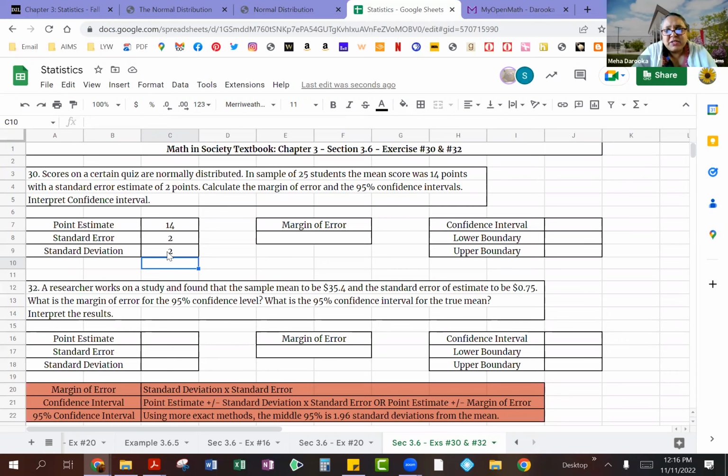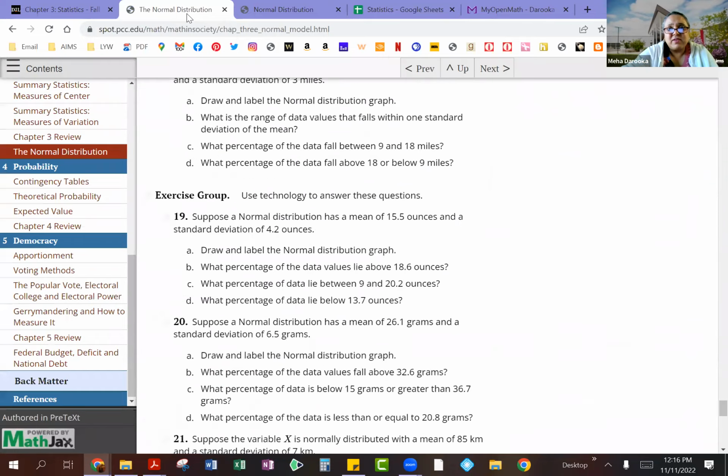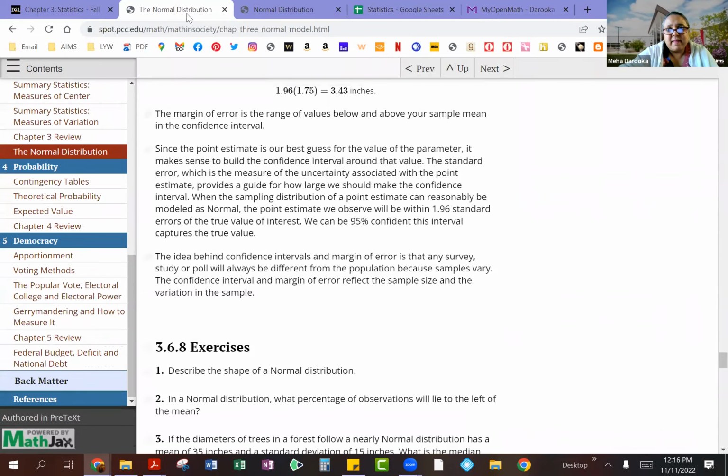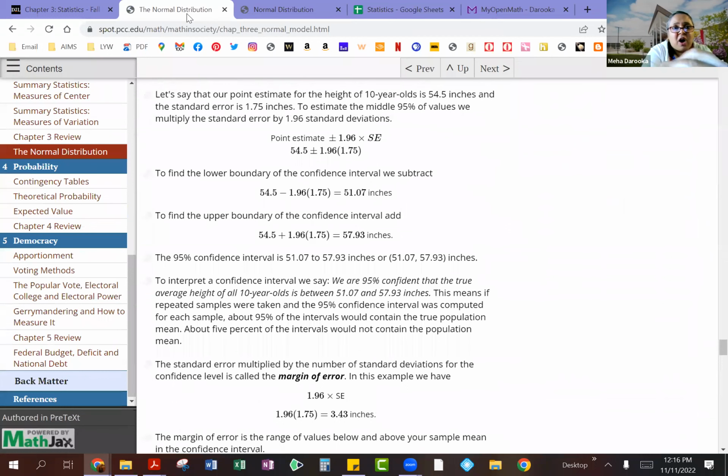So this one is going to be a little bit different because they're telling us the quiz is normally distributed. So this is actually going to be just straightforward, no calculation. That means our margin of error is only going to be 2, which is the same as our standard error in this case. So when they tell you it's normally distributed, honestly, you're not using any of these calculations that we looked at. So you are not doing this, you are not doing this when they tell you it's normally distributed.